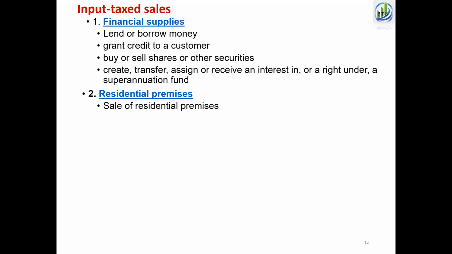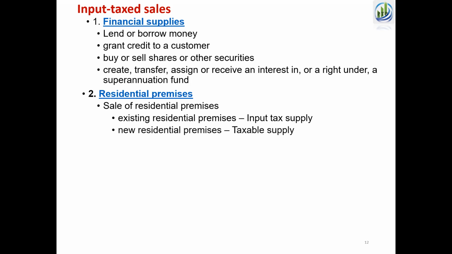Second one, residential rental premises. When you have a rental for residential, there's no GST. However, commercial rent like a motel, hotel, and caravan park, and all those places, normally 10% GST for the rent. However, for residential premises, they call it input taxed supplies, no GST on that. When you are selling your existing house, you cannot charge a GST. But when a builder sells a new house, he will charge the GST.